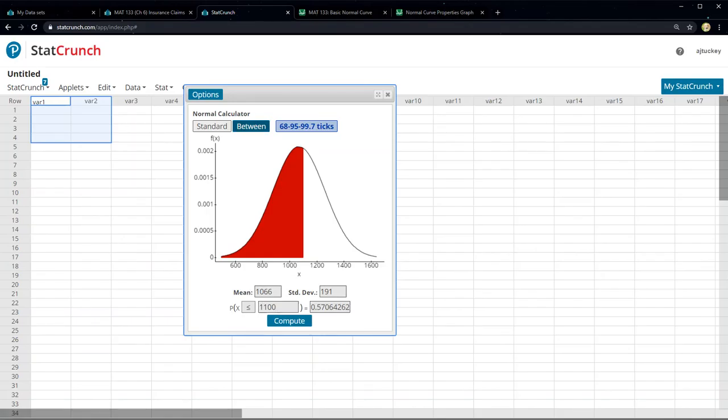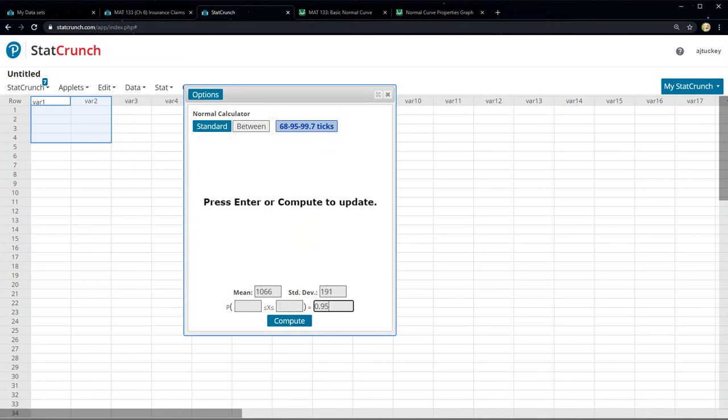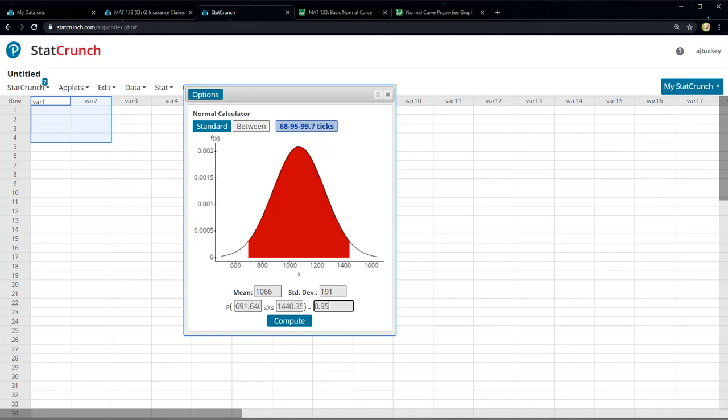StatCrunch. It's a between one, so I'm going to click between. 1066, 191, and I'm going to go over here and put in the area of 0.95. Enter. And there you have it. 691.6 and 1440.4. That rounds because that's a 3.5 in case you're missing it.